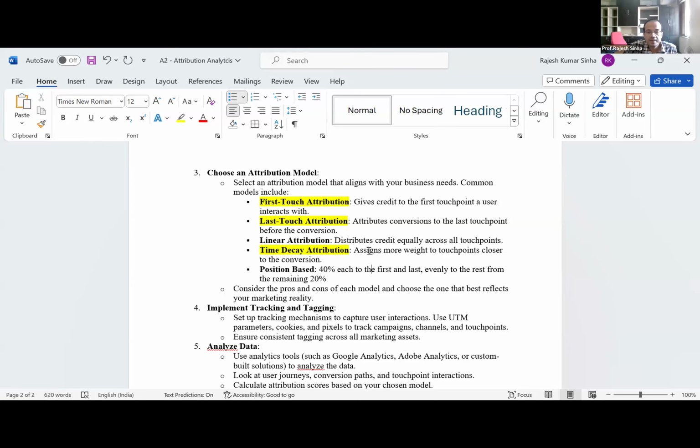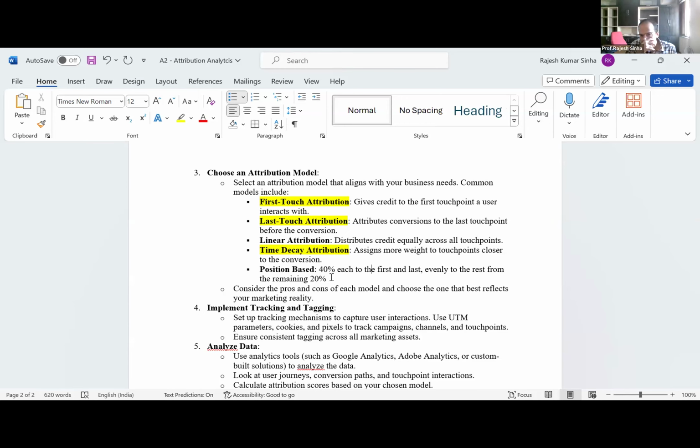And then we have position based, that is, how a touch point is positioned. Some people may focus on the first point and last point, and in between a very small amount of points will be distributed, like 40% each to the first and last, and the rest from the remaining 20%. Now this is not an exhaustive list. There is machine learning also working. You have clustering methods and those kinds of things, and other analytics techniques that learn how to allocate the points in a way that gives better management of things. So this is an area where a lot of work is happening.